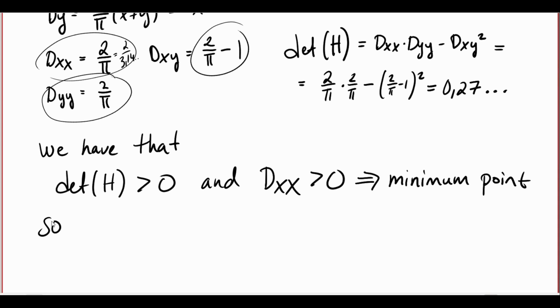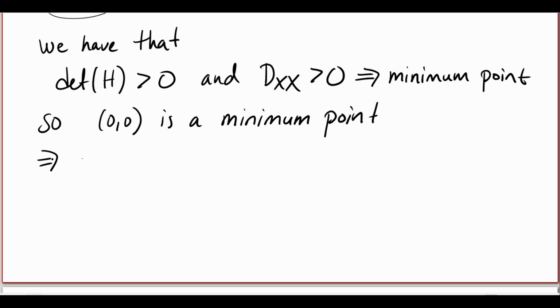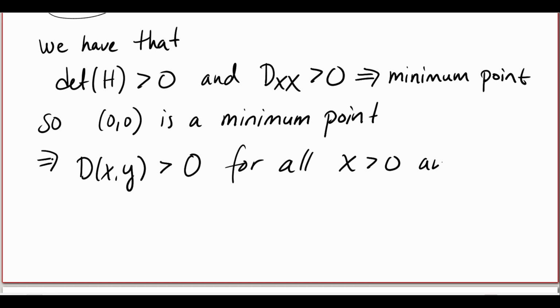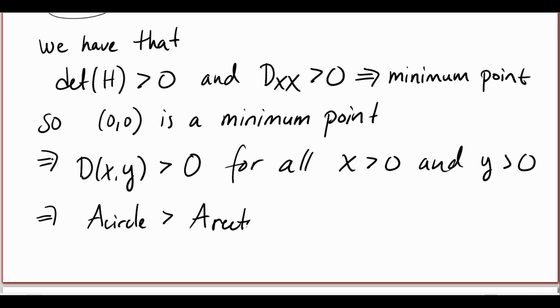So the point 0, 0 is a minimum point. So this means that d is larger than 0 for all x larger than 0 and y larger than 0, which means that the area of the circle is larger than the area of the rectangle. Okay, so we have now proven this.